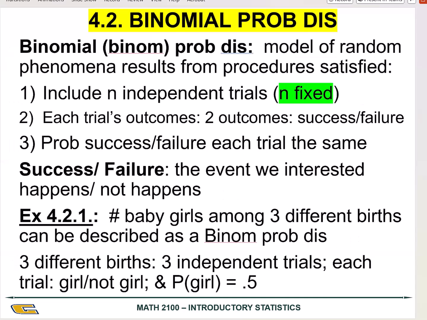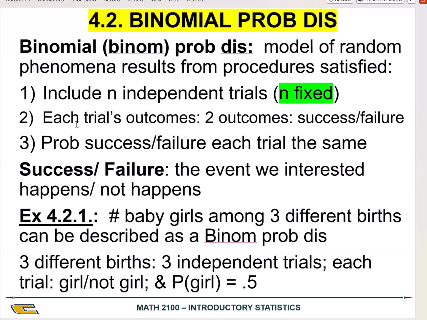So we have n independent trials, the first condition. In this case, we have 10 rolls, right? They're all independent, so it's met. And n is 10, and it's a fixed number, right? But for the second condition, we require each trial outcome to be either success or failure. So basically we have two outcomes.